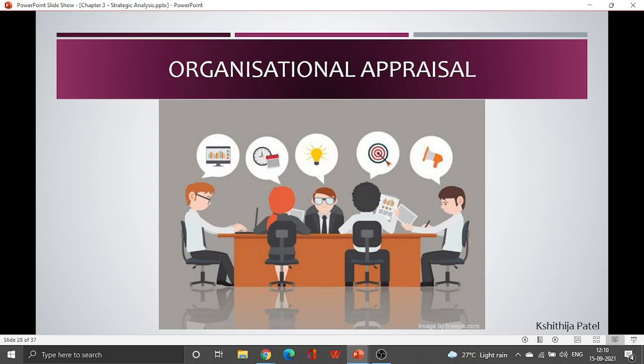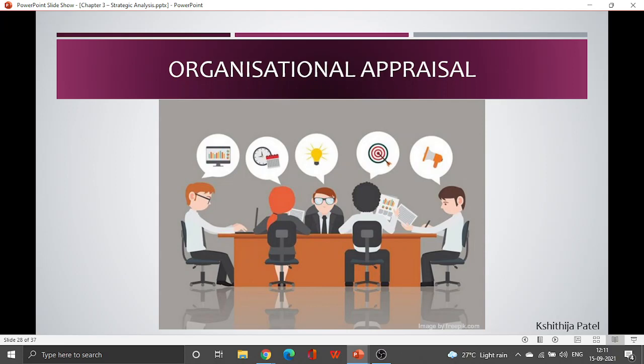Now, if I have to give an example, maybe any organization, if at all it has its strength in the marketing area, it is always better that they should not go for production and manufacturing, but focus more and more on marketing activities. So by analyzing the weakness, an organization can take various actions to overcome its own drawbacks.